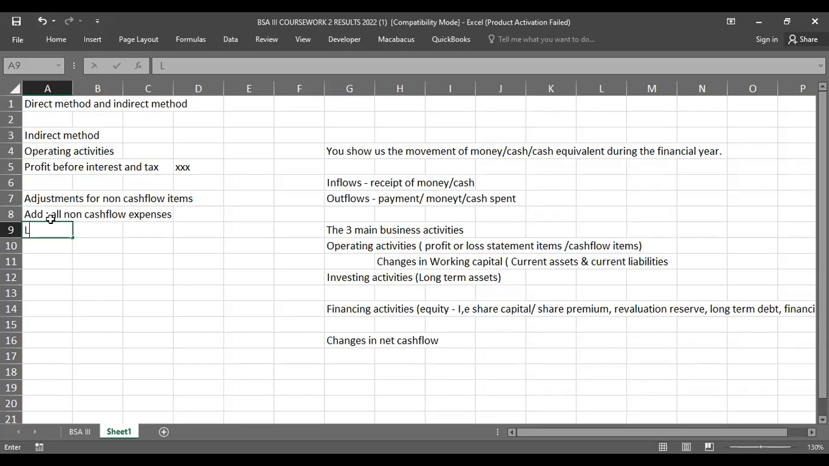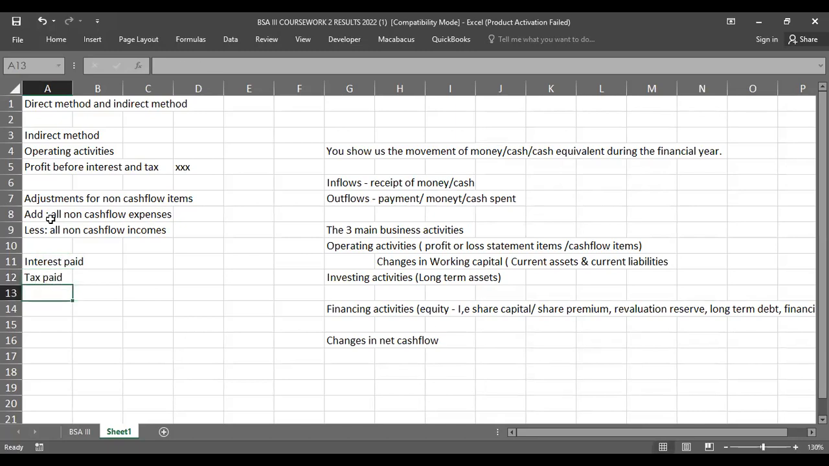Okay, the same story. We deduct all non-cash flow incomes. And then finally, whatever you get, you now deduct tax paid, then deduct interest paid. Usually interest comes first, so let me do that: interest paid, then tax paid.